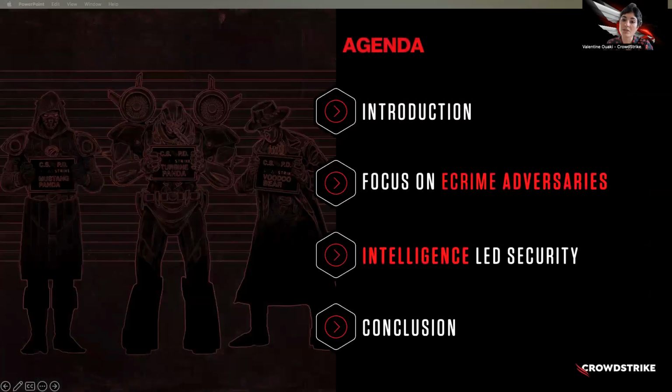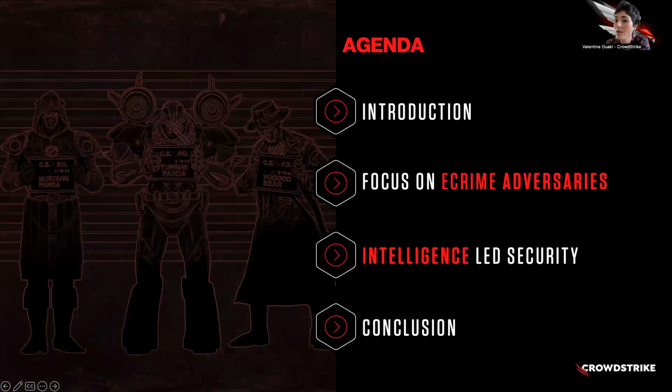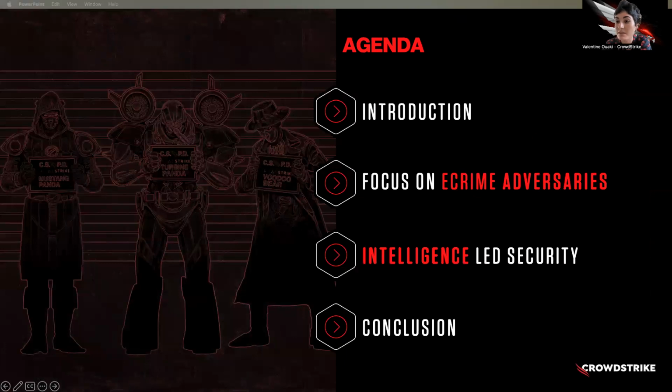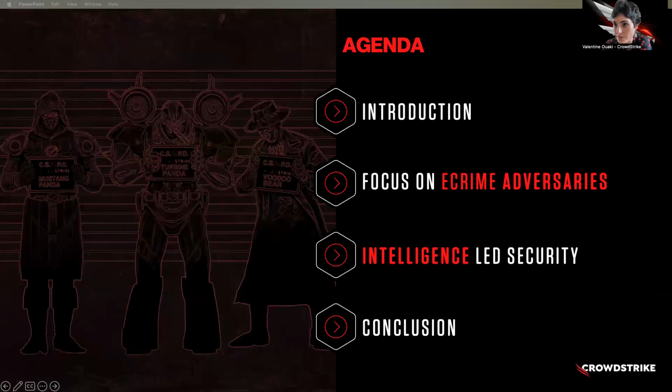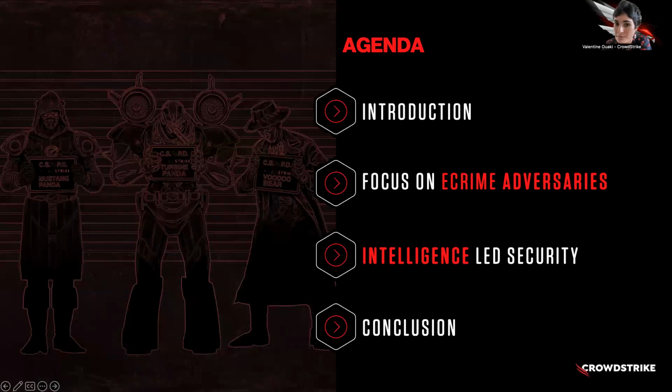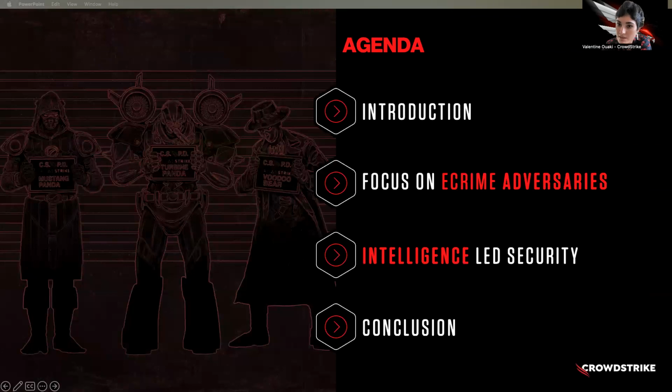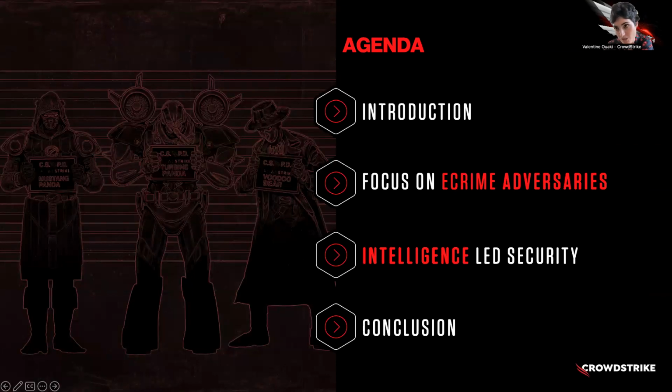So during this presentation, after making an introduction on what are the main observations we've seen in the cyber threat landscape in the last months and years, I'll make a focus on the e-crime ecosystem and more especially on some e-crime adversaries that have been very active in the last months. I'll then talk about threat intelligence, what it is exactly, what are the benefits of implementing threat intelligence capabilities, and how you can operationalize it in your daily cybersecurity activities. And finally, concluding with some recommendations.